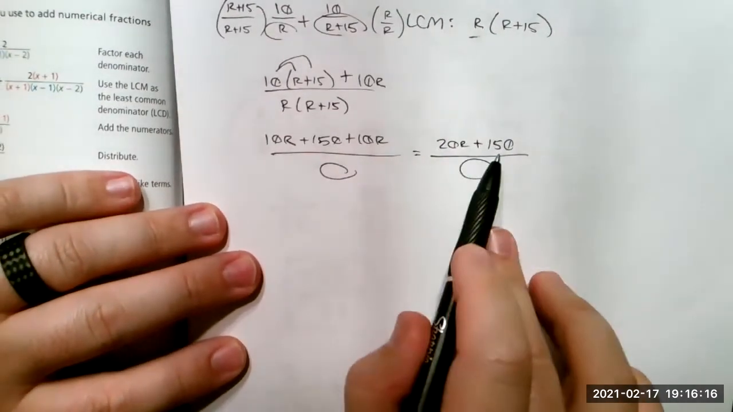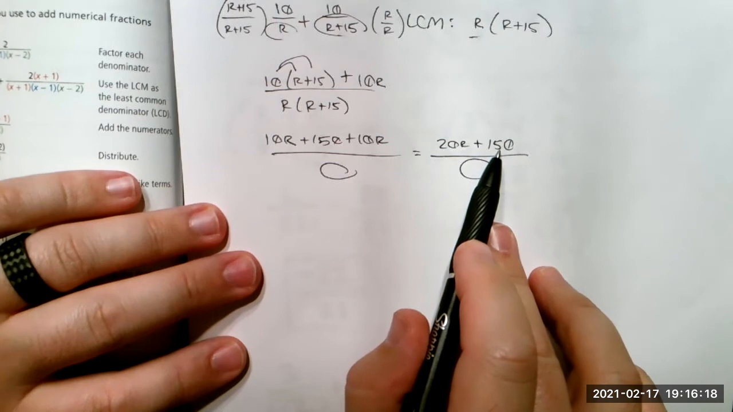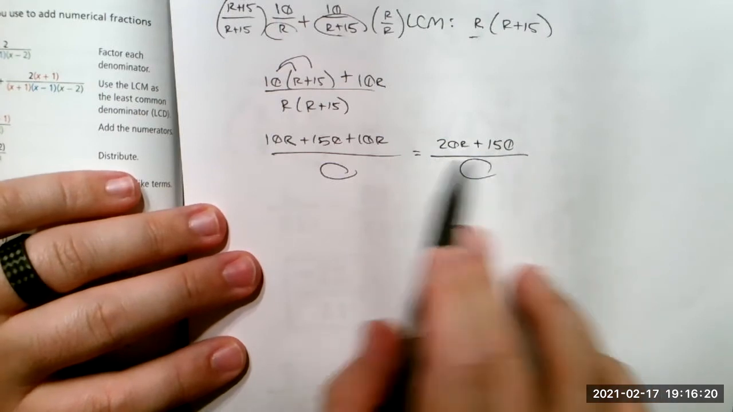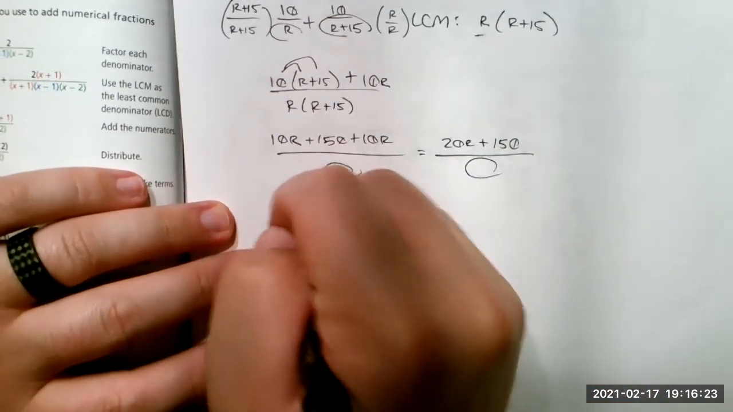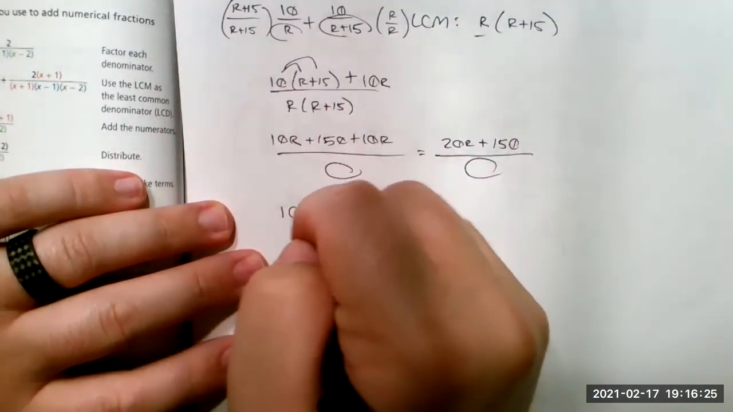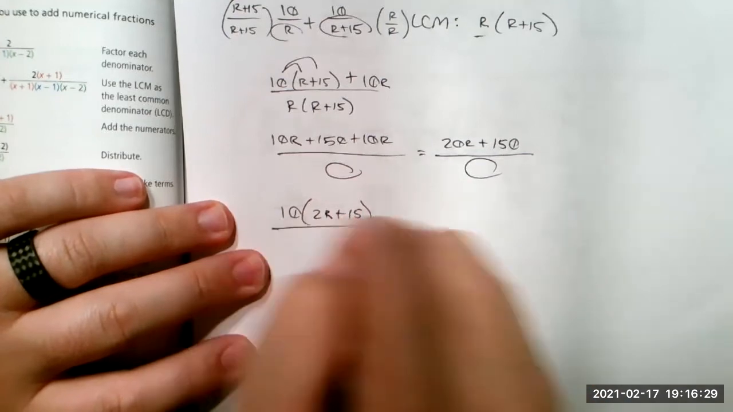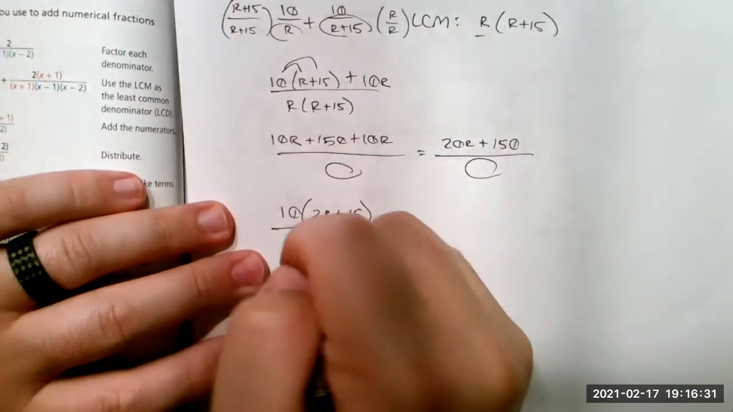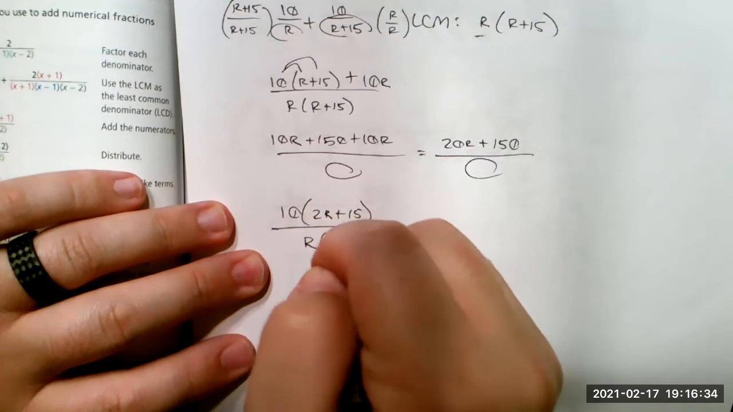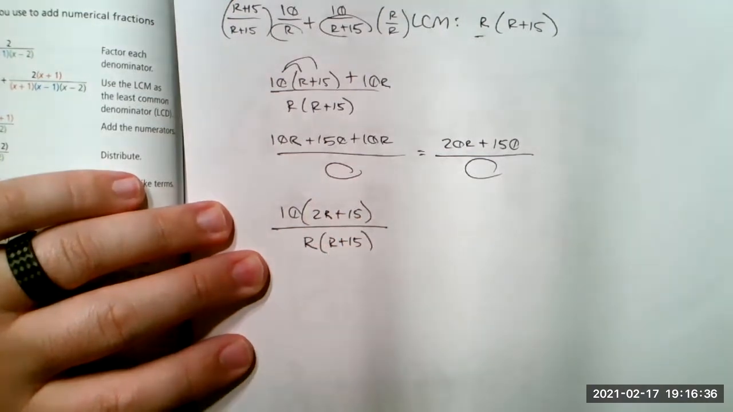And then I think up here, I do have a GCF I can take out. What's that going to be? It's not going to be 20. I think it's going to be a 10. So if I GCF out of 10, I'll have 2r plus 15, and then now I'll write that denominator, r times r plus 15.